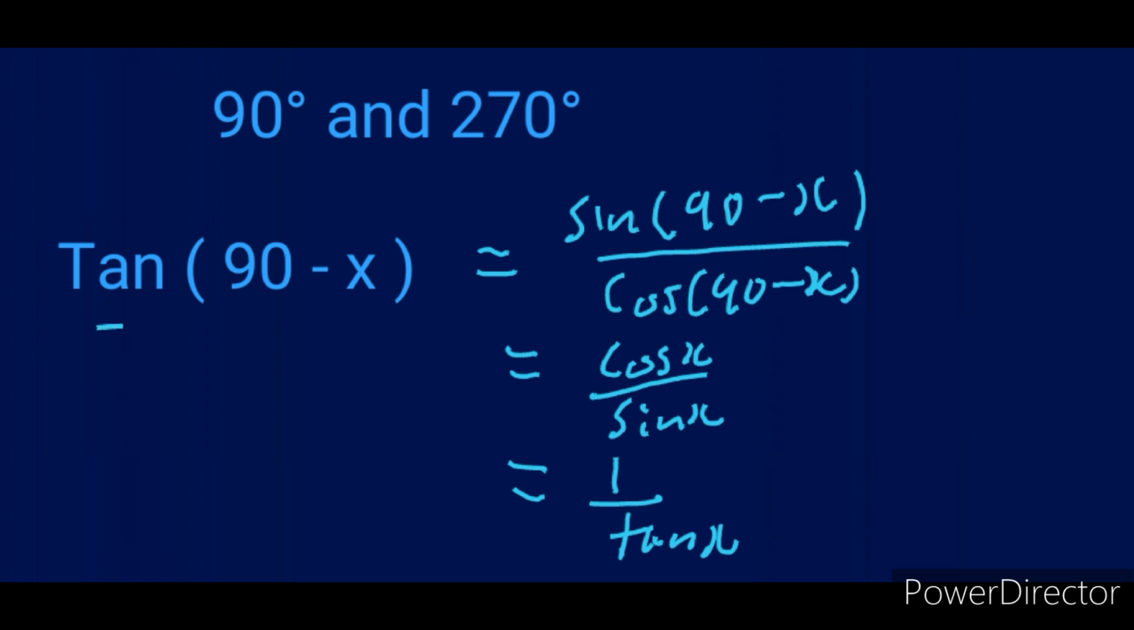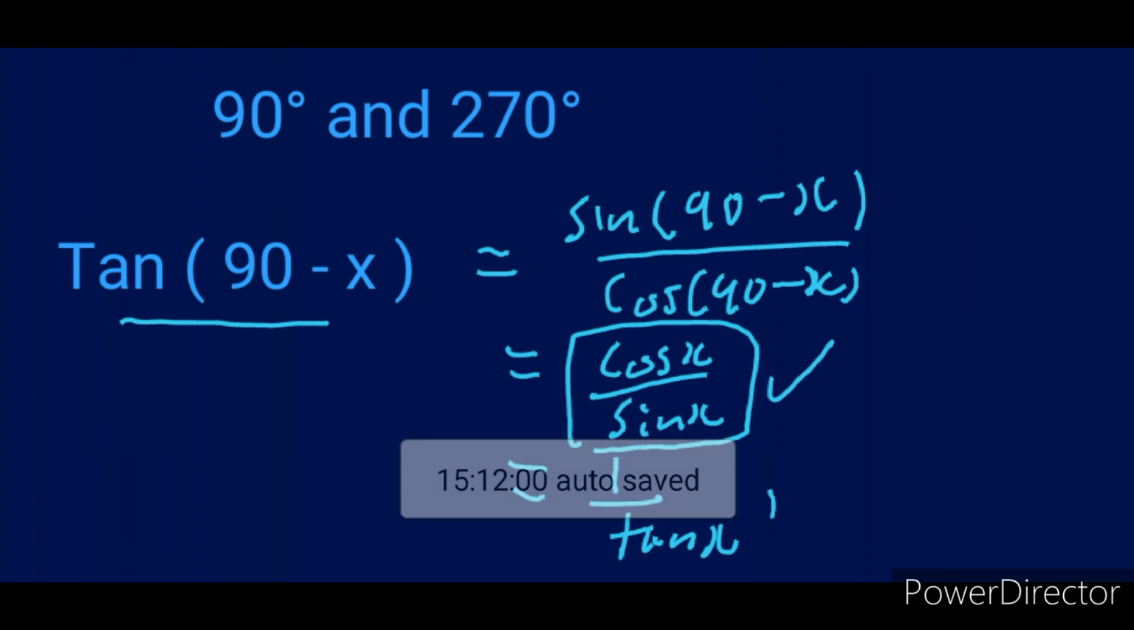So whenever we see this, we can change it to 1 over tan. But the better way is to change it into cos over sine, because this is often combined with sines and cos, so you would have to cancel sines and cos. So it's going to be best to change it into this form rather than this form.